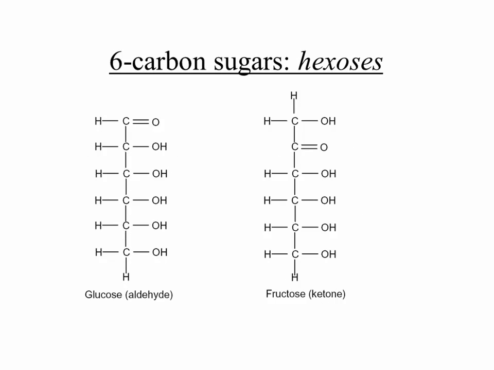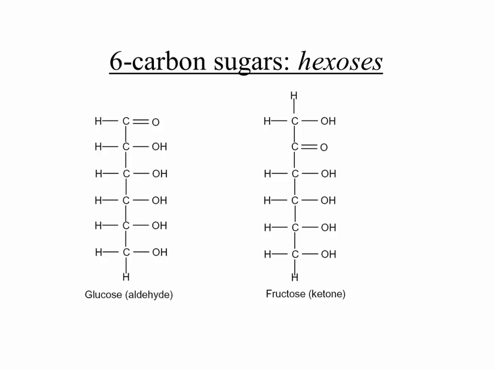So the 6 carbon sugar is a hexose. It has 6 carbons. And if it's an aldehyde, again, C double bonded with OH, you can see at the top, that's an aldehyde. That is glucose. So glucose is an aldehyde. On the other hand, fructose is a ketone.